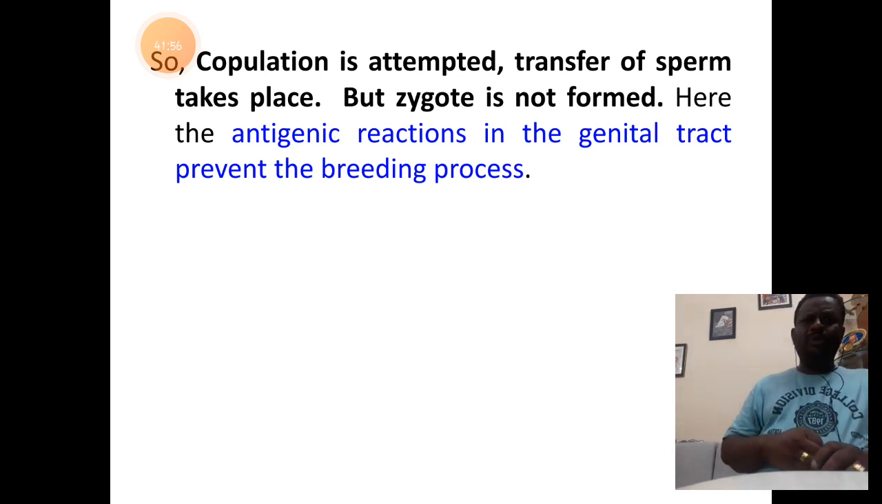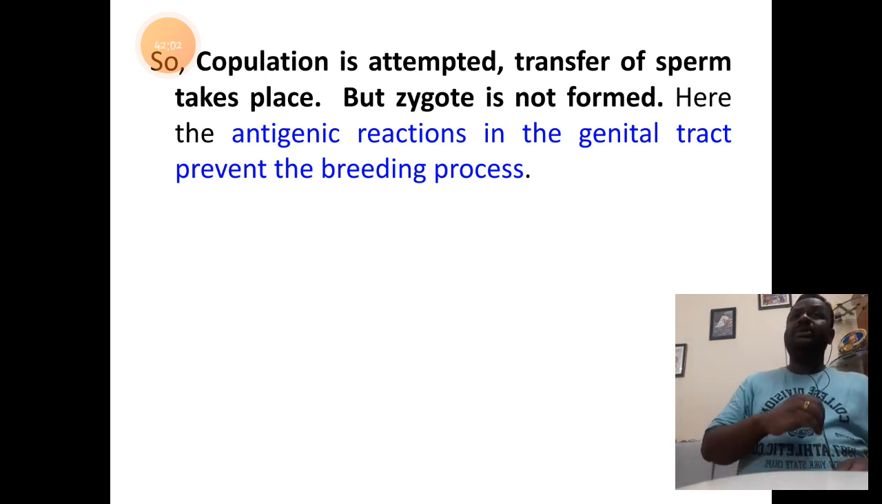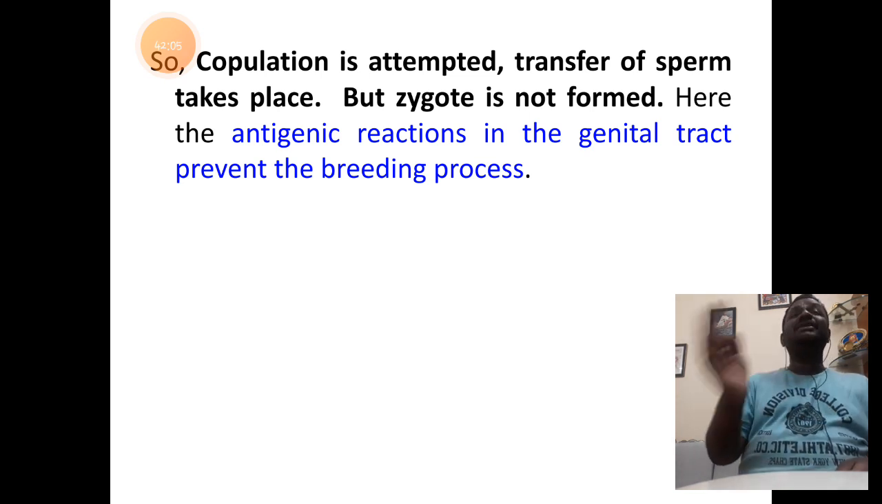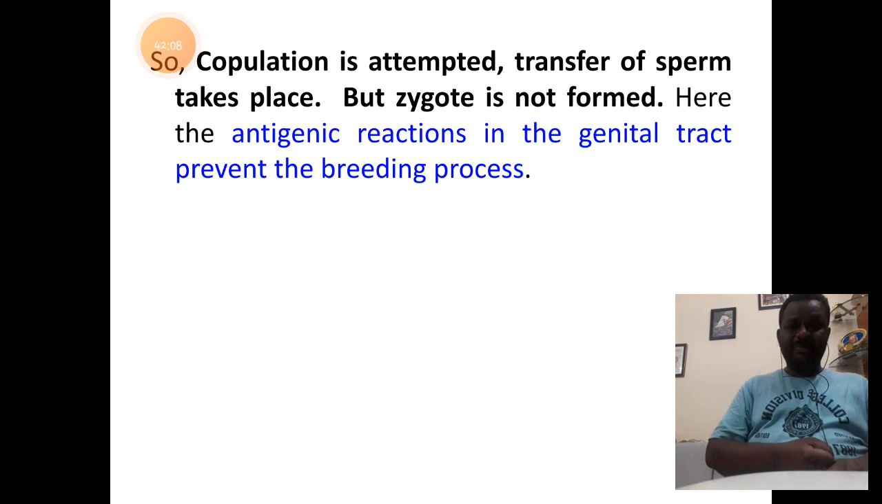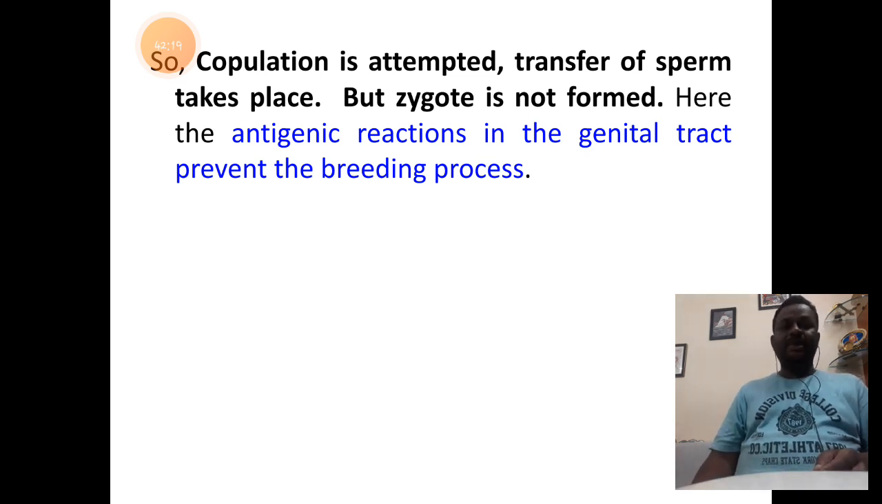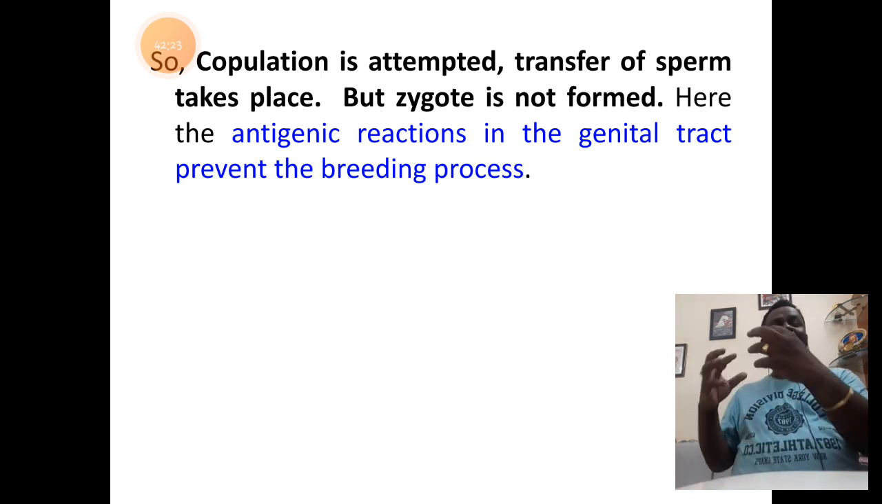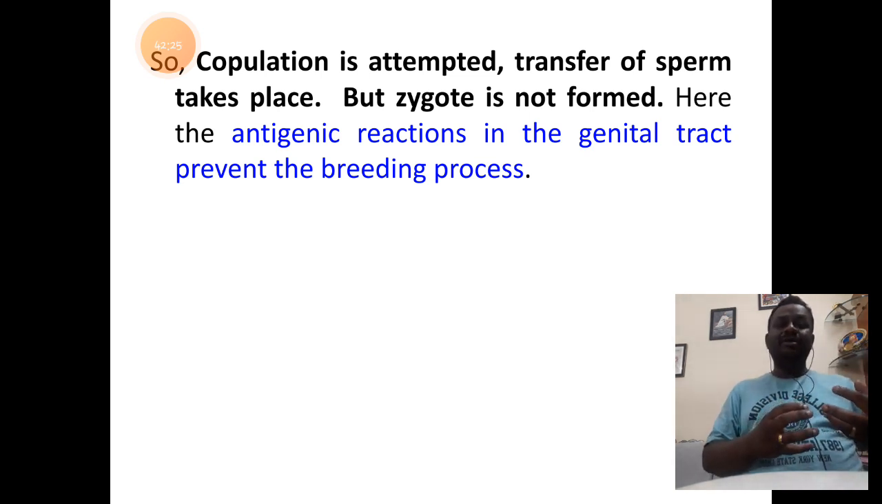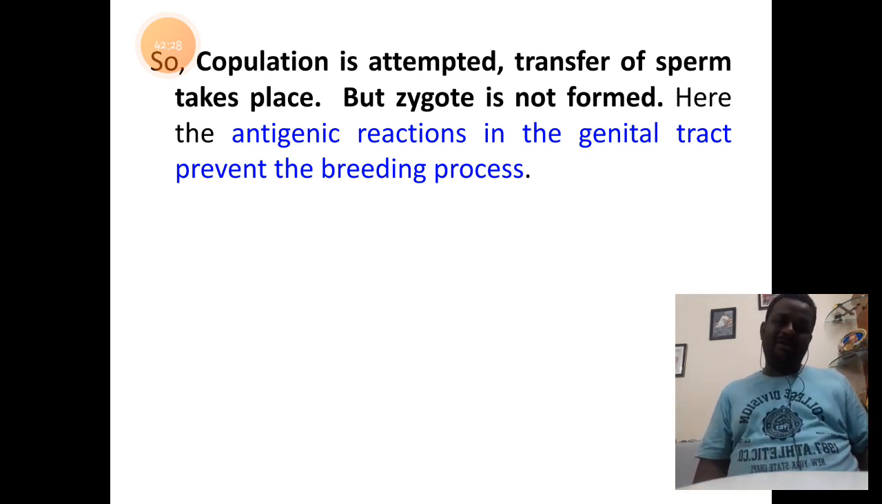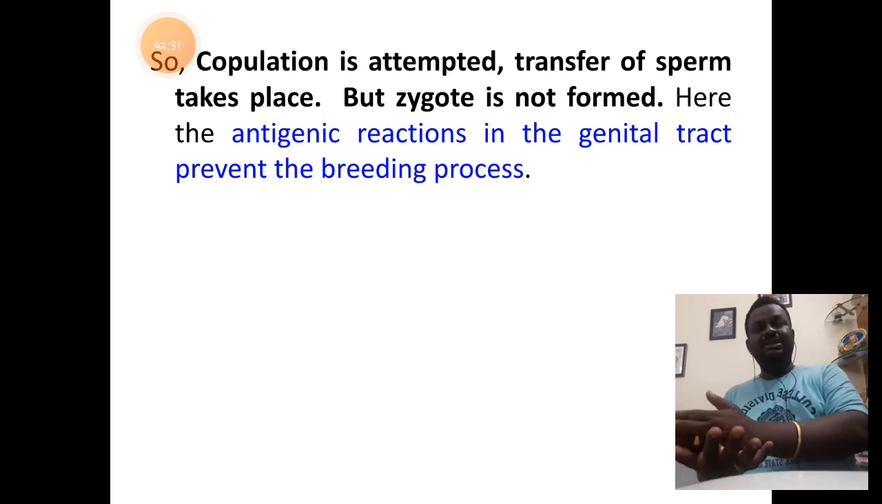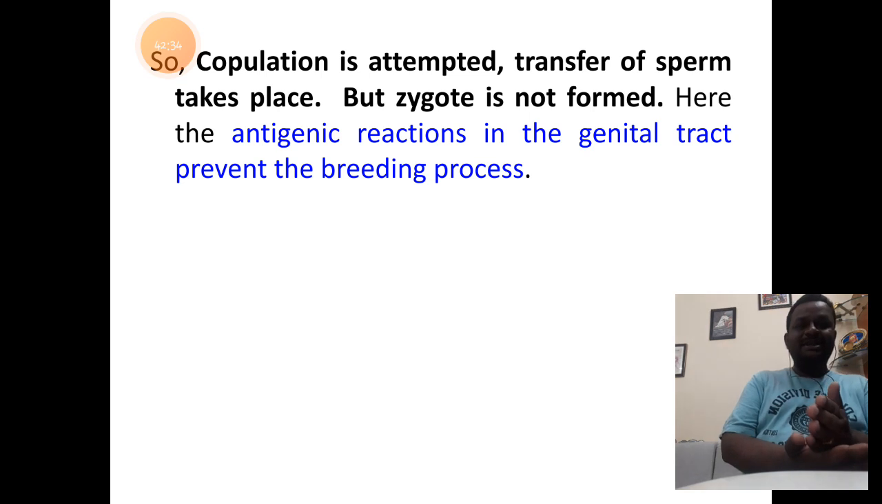But why are we studying this under the concept of pre-zygotic or pre-mating reproductive isolation type, whereas copulation is seen? This example suits well for organisms where external fertilization is seen. Where the mating process is seen, their gametes are released into the external environment and later the fertilization process will take place. So, copulation is attempted, gametes are also released, but zygote does not form.